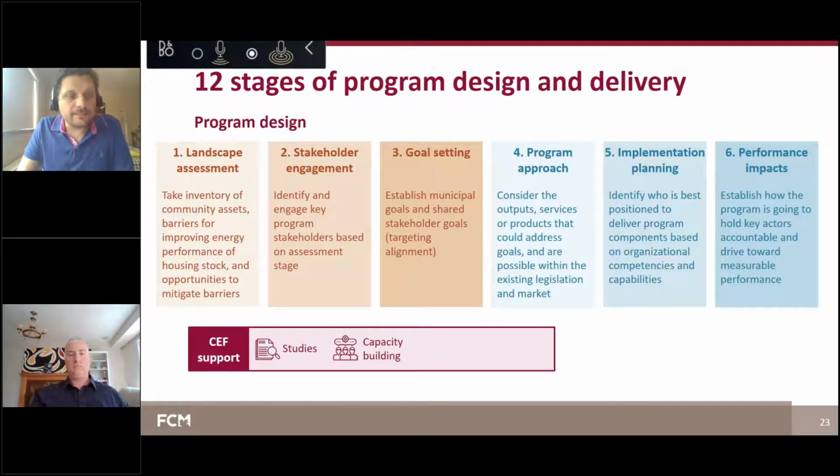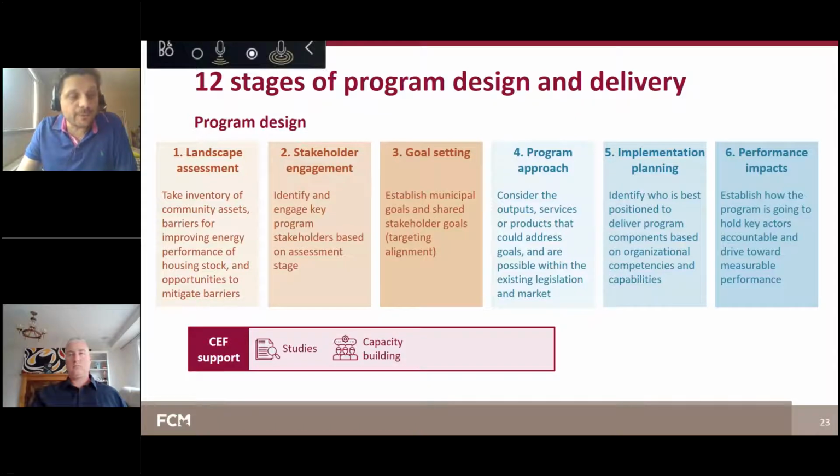One of the awesome parts of our program design is that a lot of effort and thought has gone into the capacity needs of the municipal sector, and we're going to also be launching some knowledge products to provide guidance to the sector in understanding the main steps from ideation to design to launch to capitalization and ultimate recapitalization and scale up of a program. So we've identified that there's 12 stages of program design and delivery, and really the goal of CEF funding and our capacity building support is for municipalities and their partners through basically all stages.